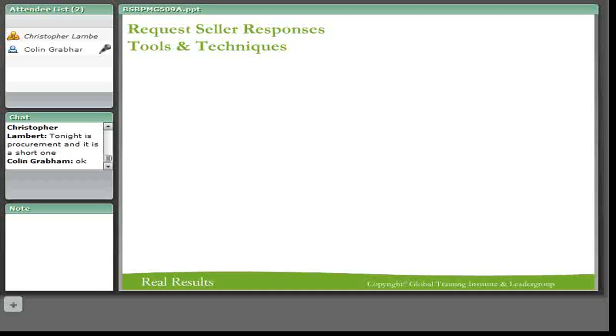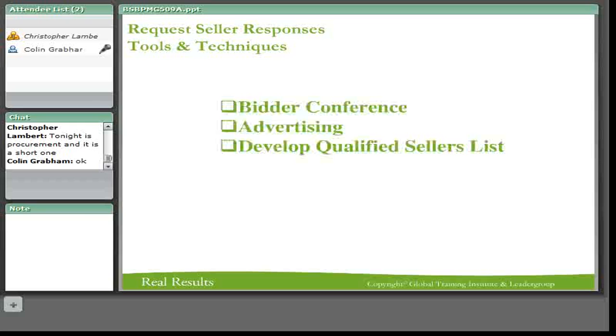Tools and techniques. The bidder conference. Do you know what a bidder conference is? Well, what you would do is, once you've done the RFP, you go out and advertise it. People that want to respond to that are going to come and collect the documents from you. You advertise it, and then you have a bidder conference.